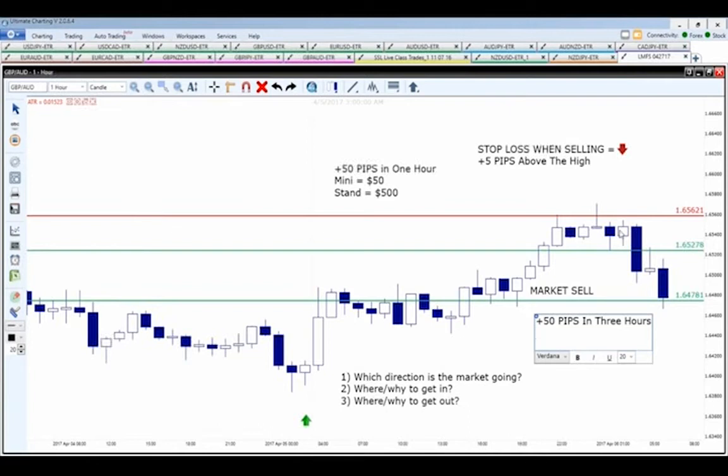Once you have your limit set and once you have this trade set up, you could literally go to bed. So that would be with a mini lot, once again, that's $50 in profit. With a standard lot, that would have been 500, just like that here. So once again, I'm just teaching you the basics of this strategy.